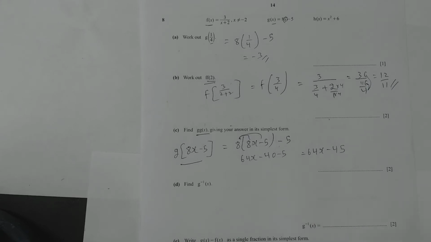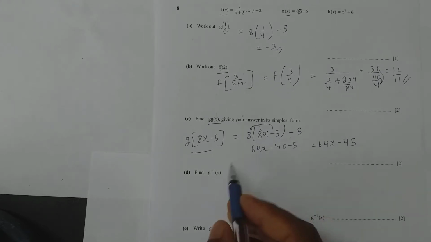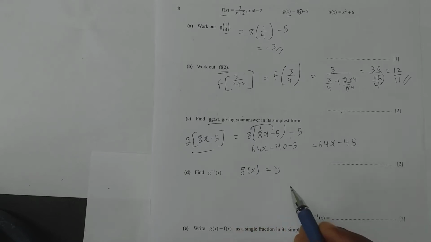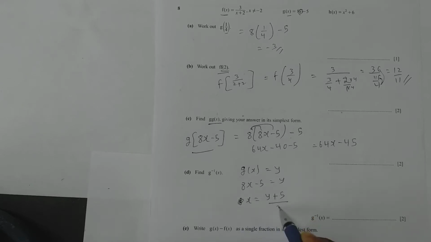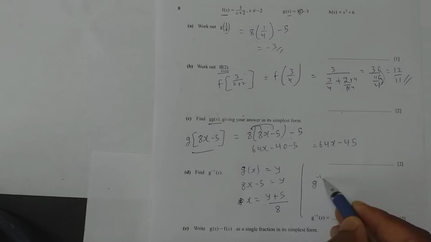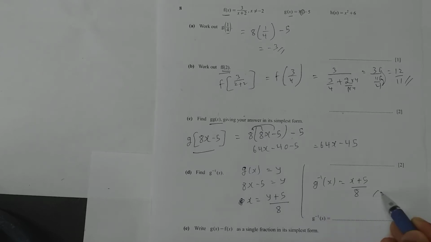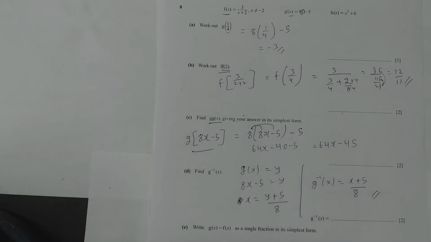Okay, next g inverse x. How do you find g inverse x? Directly g of x equal to y. How much is g of x? 8x minus 5. Make x the subject. So first 5 will go that side. Next 8 will go. So your g inverse x equal to, replace y by x, x plus 5 by 8. Next one.